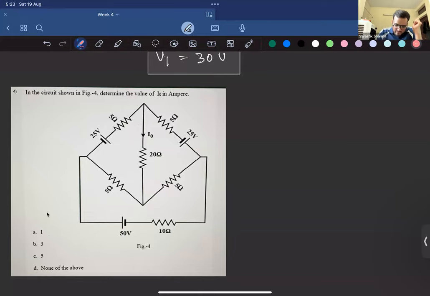I think mesh analysis would work, right? Since all of these resistors are the same and the voltage sources are also similar, the mesh analysis would have similar equations, so you won't have difficulty solving that. Or does anyone have any other option for solving this? I'm open to anything. Okay, let's solve it using mesh analysis.